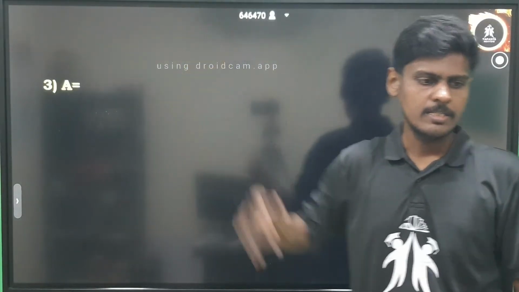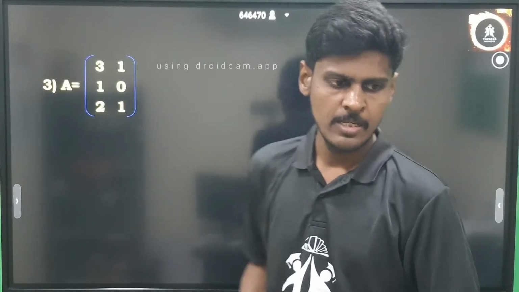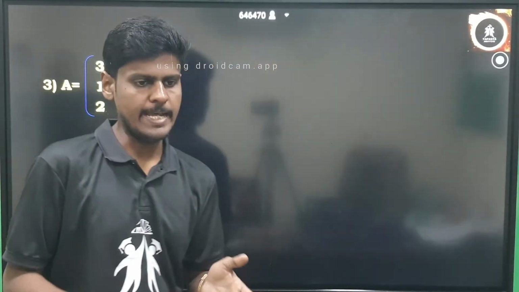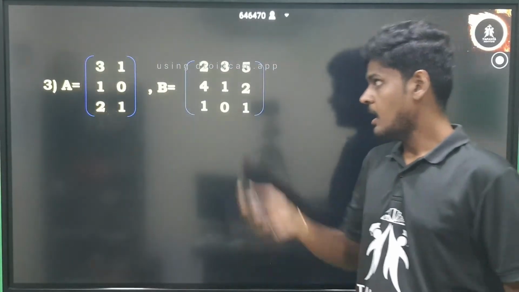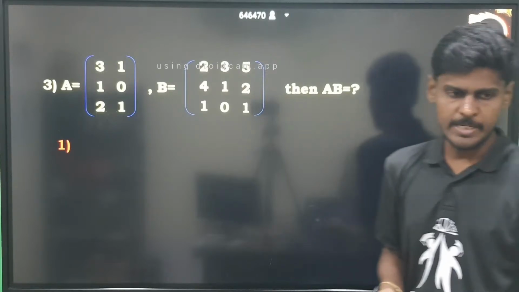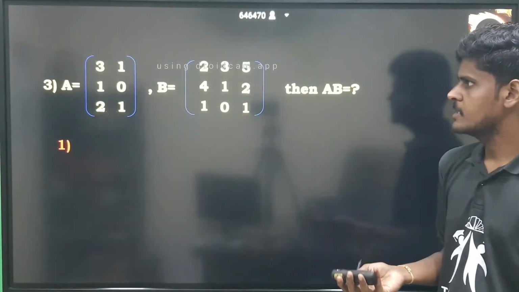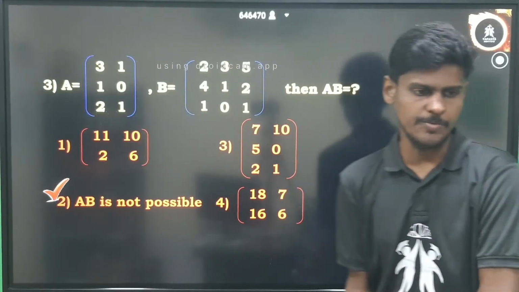This is for finding how to multiply the matrix. This is only for practice. Questions need not be as simple as this. Again, A and B matrices are given. Then what is matrix AB? It is same as previous. Just multiply the two matrices and solve. You can take this question as homework.